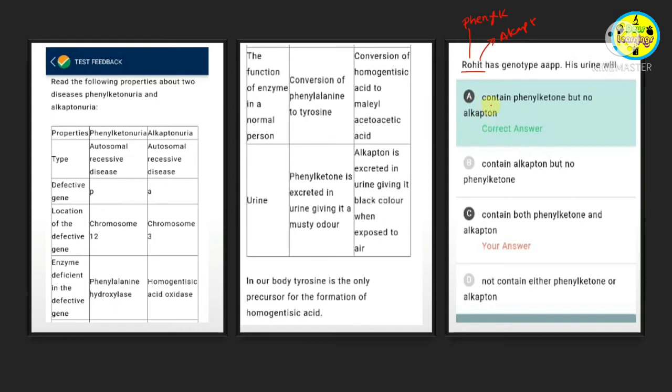Option A says it contains phenylketone but does not contain alkaptone. Option B says it contains alkaptone but no phenylketone. The third option says it contains both phenylketone and alkaptone, and option D says it contains neither phenylketone nor alkaptone. Most of us will choose option C, as the student did as well. So let's try to understand what mechanism is running here.